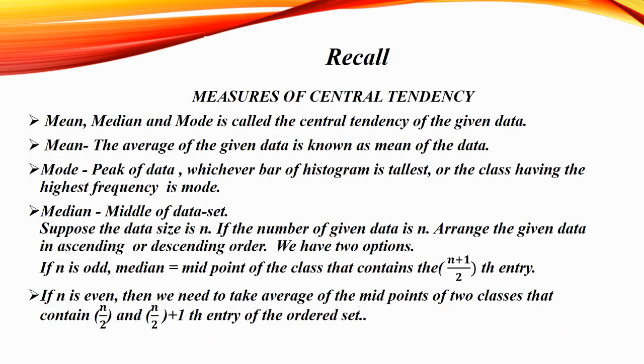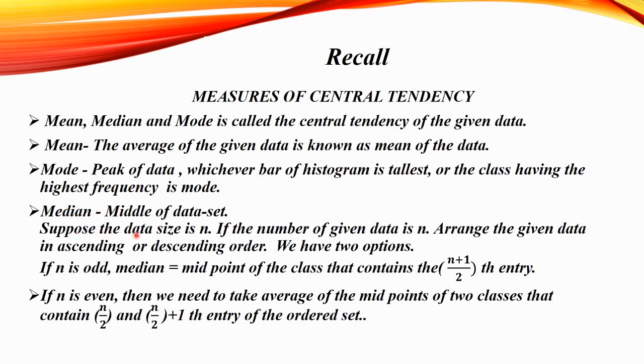Now, we have already learned the measures of central tendency, that is, mean, median and mode of the given data. What is mean? The average of the given data is known as mean, which we have learned in the junior classes. Mode is the peak of data: whichever bar of the histogram is the tallest, or the class having the highest frequency, is known as mode. Now, median is the middle of the given data.